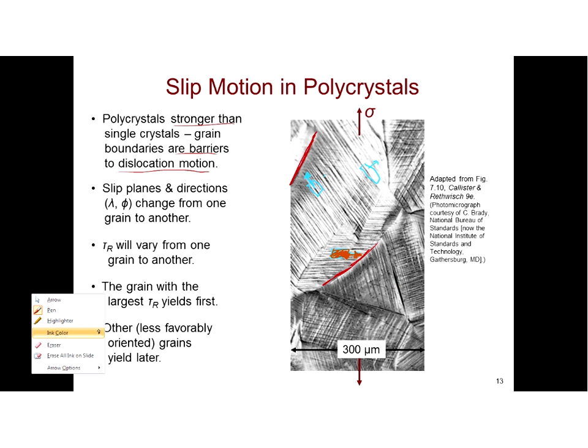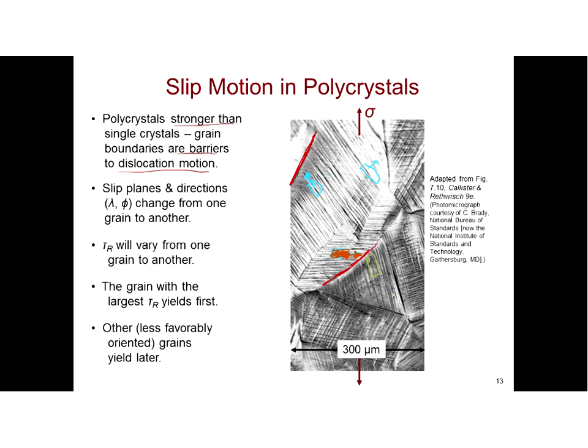Well, the next crystal grains are not aligned along that direction. They have a totally different alignment, right? So the dislocation isn't going to further propagate to the next crystal grain. Another way to say that is that the slip planes and directions, lambda and phi, change from one grain to another.